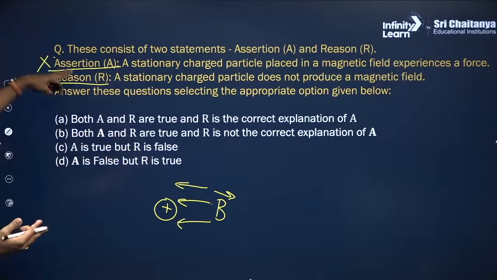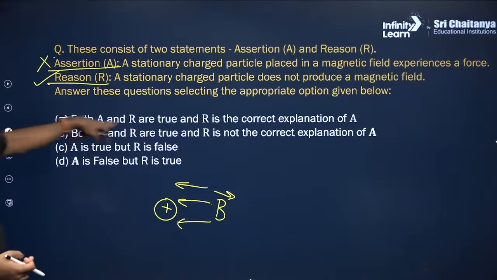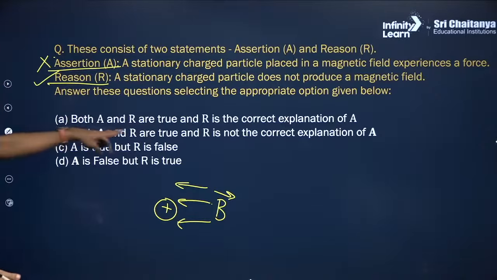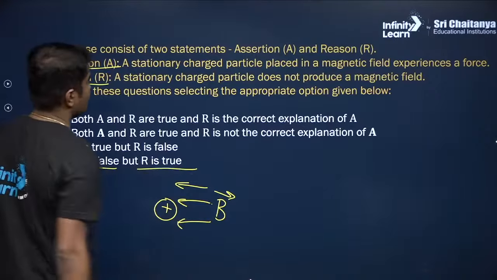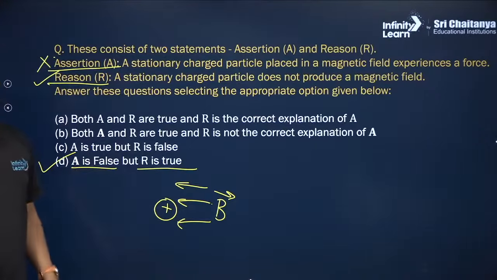So now which one is correct? Both A and R are true, this is not correct. Both A and R are true, not correct. A is true, this is not correct. Yeah, A is false but R is true, so option D is correct.